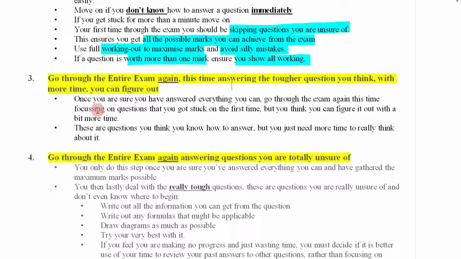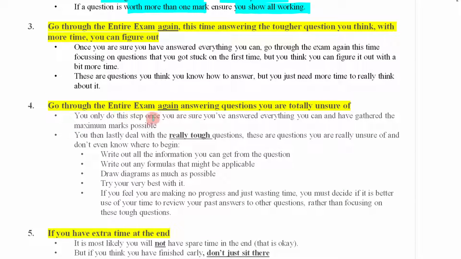Now, once you've done those 2 steps, you're then going to go through the entire exam again, answering questions you're totally unsure of. So you only do this step once you've answered everything you can and have gathered the maximum possible marks. So that means you've gone through it all. You're confident that you've answered everything you possibly could have, and now you're going to go back and deal with those really tough questions. Because you can imagine if there's a really tough question in the middle of the exam, you don't want to stop there for 10 minutes trying to figure it out when you're wasting time that you could be answering questions you could get. So that's really the logic behind what's going on here. You're maximizing the amount of things you can harvest.